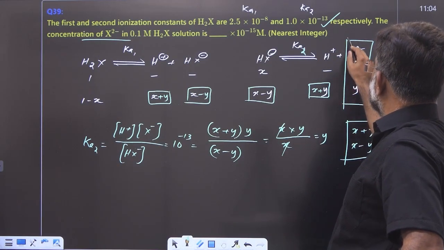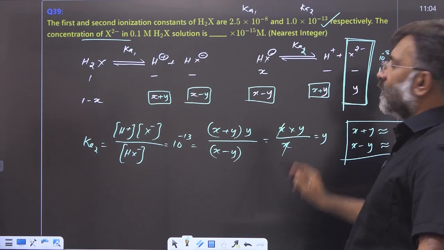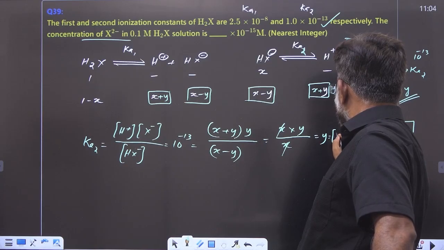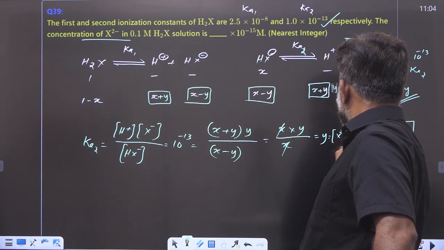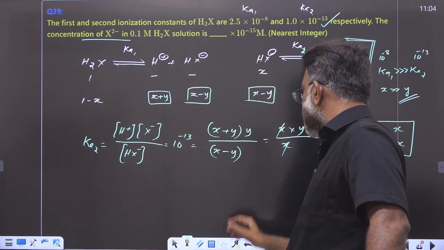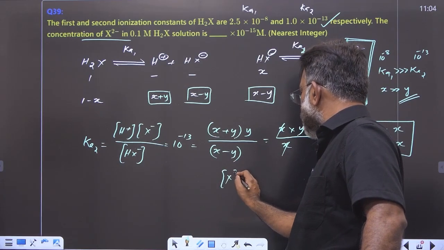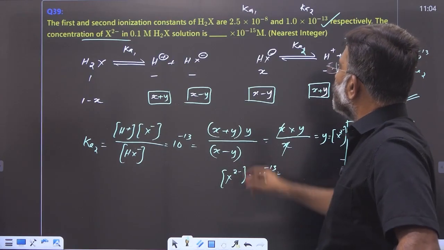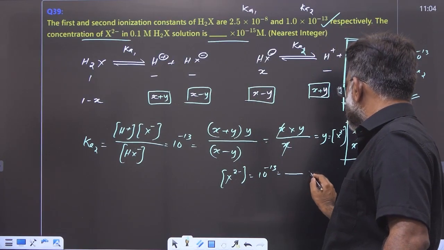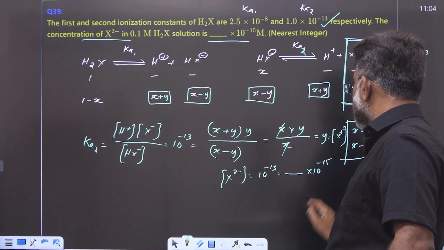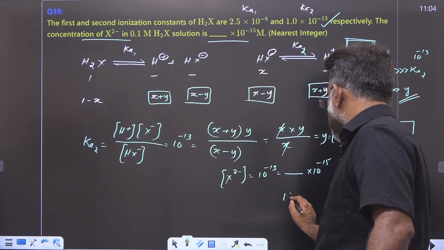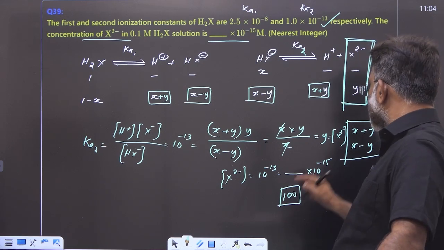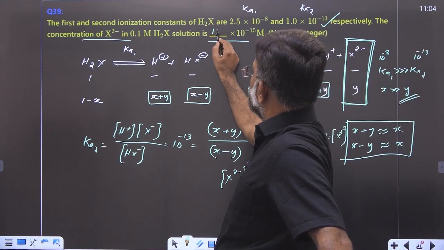Y is nothing but the concentration of X2 minus. So this is nothing but the concentration of X2 minus, that is 10 power minus 30. So the concentration of X2 minus equals 10 power minus 30, that is, 100 into 10 power minus 50... the final answer is 100 into 10 power minus 50. Final answer will be 100.